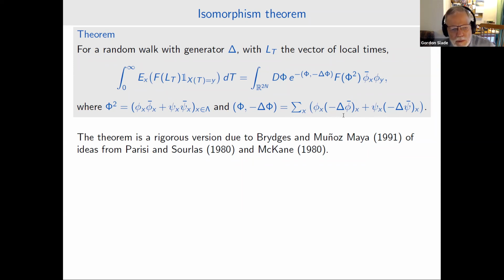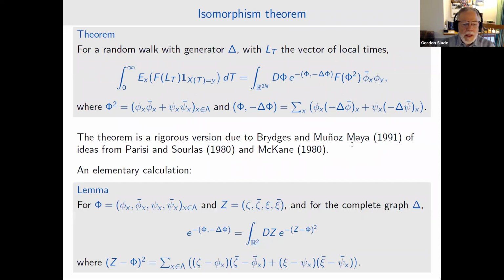So this theorem was proved by Brydges, Fröhlich and Spencer about 30 years ago. Ideas in physics were predating that, in particular by Parisi and Sourlas, and McKane, who independently in 1980 came up with formulas like this. And so we're going to use that.